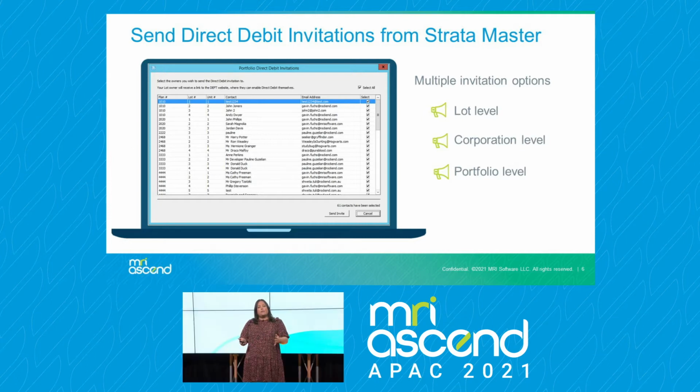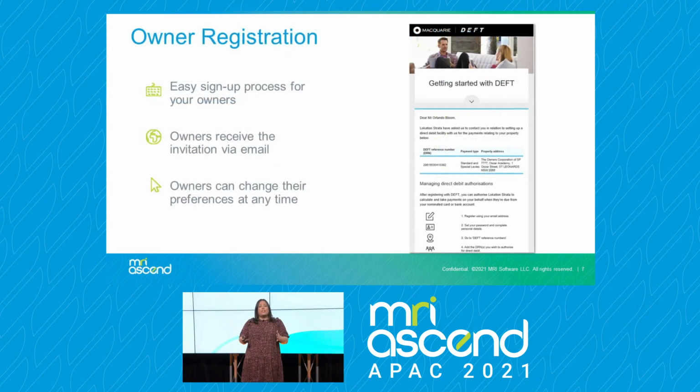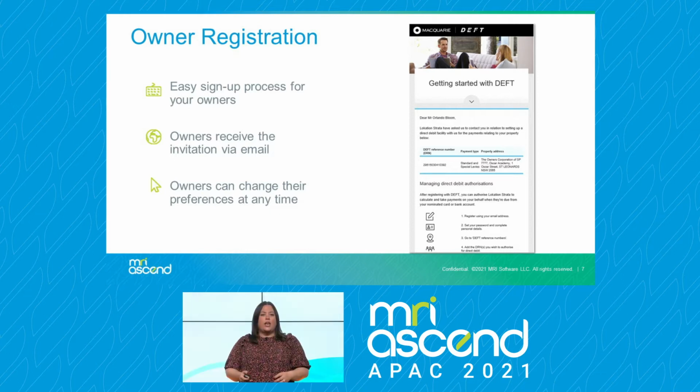And for those customers who want to send the invitation out to your whole portfolio straight away, we have also created a new direct debit invitation wizard, which allows you to send out those invitations to your whole portfolio in just a few clicks. What's more, the sign-up process is super simple for your owners. When you send a direct debit email, they will receive an email containing a link to the Deft site. Once they've registered with Deft, if they haven't done that previously, they simply copy their reference number that was sent to them in the email, choose direct debit, and then enter the payment invitation. What's great is they can also update these payment method or preferences at any time on the Deft site.